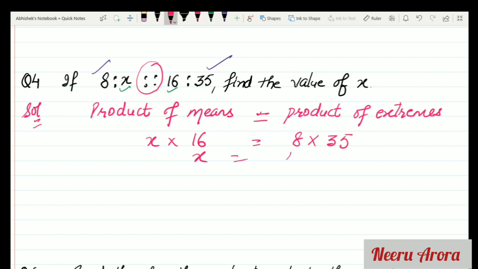So the value of x is 8 into 35 upon 16. Do the cutting. Here 8 ones are 8, 8 twos are 16. Next we have 35 by 2. We can write it as it is, or we can convert this into decimals. So here x is equal to 35 by 2, that is equal to 17.5. This is the value of x.